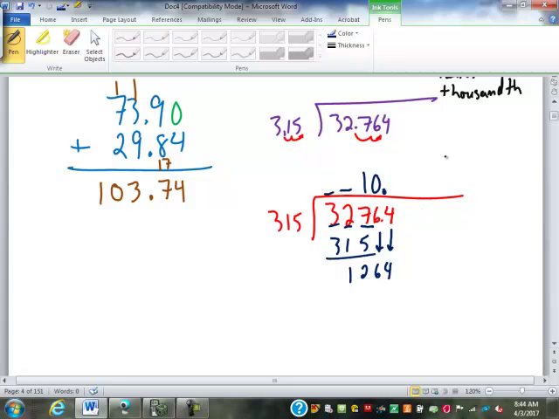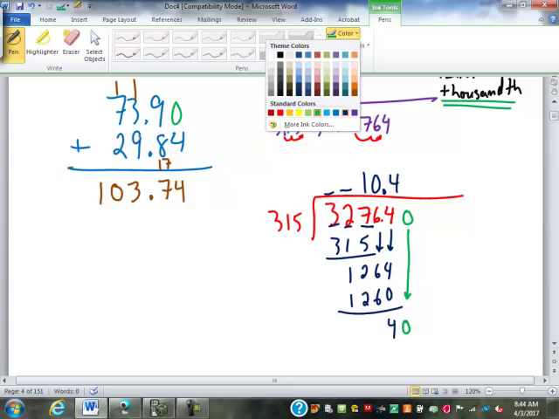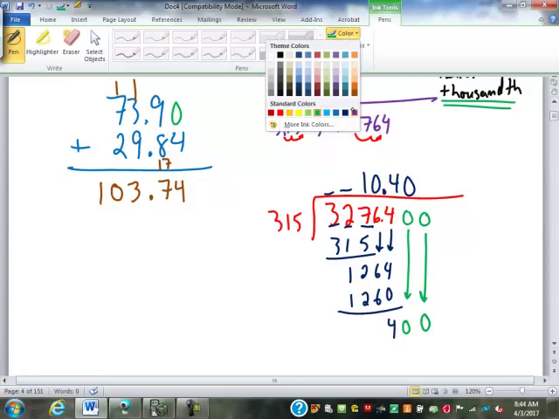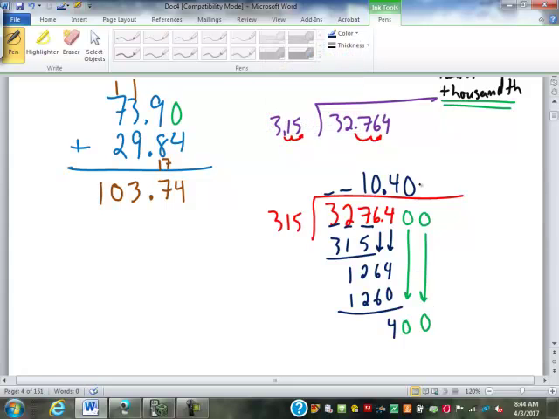315 into 1,264, 4 times. That is 1,260, we subtract to get 4. Are we done? No, we wanted to go to the nearest thousandth. Even though we're out of decimal places here, we can add zeros and bring them down. So 315 into 40, of course, is 0. It does not go. Add another 0 and bring it down, because we're only at the hundredths place. 315 goes into 400 once.